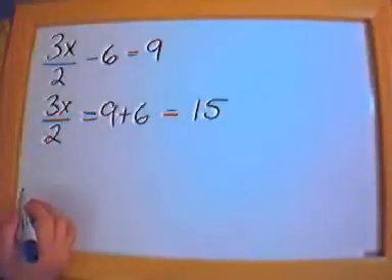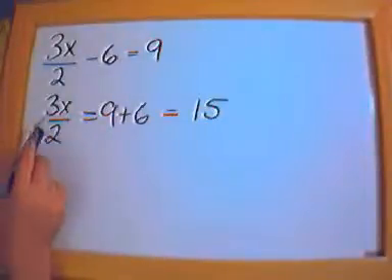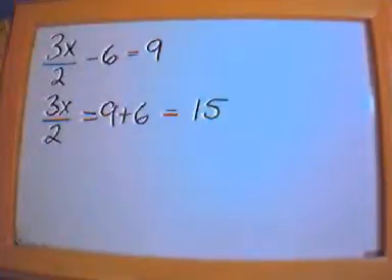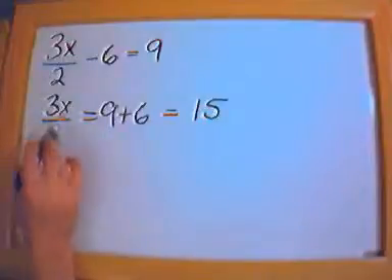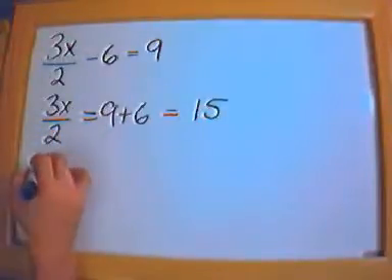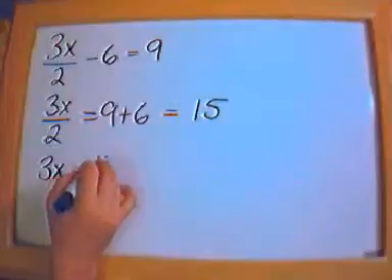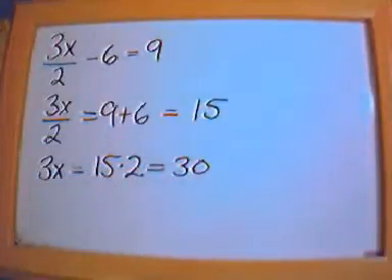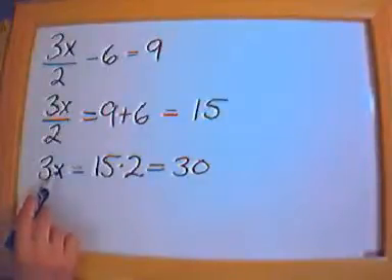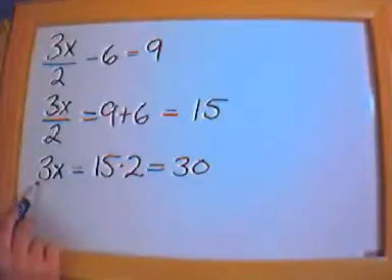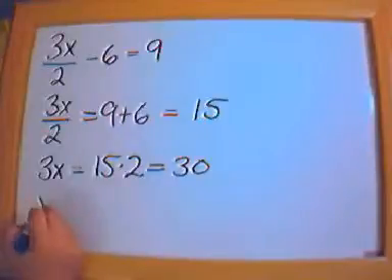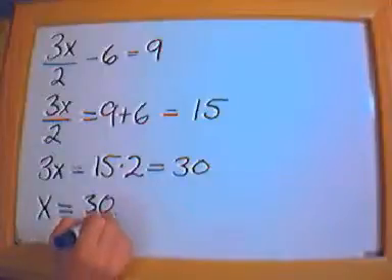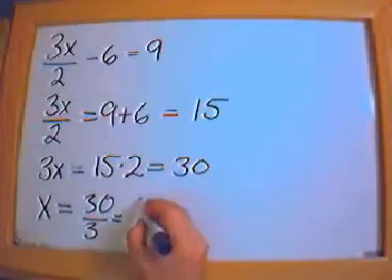Okay? Equal to 15. Now, in order to get the 3x by itself, I got to get rid of this 2 first. So in order to get rid of this 2, I simply multiply both sides by 2. That's going to leave me with 3x is equal to 15 times 2, which is 30. And then in order to get this x by itself, I need to get rid of the 3, and so I divide both sides by 3. That means x is going to equal 30 divided by 3, which is 10.